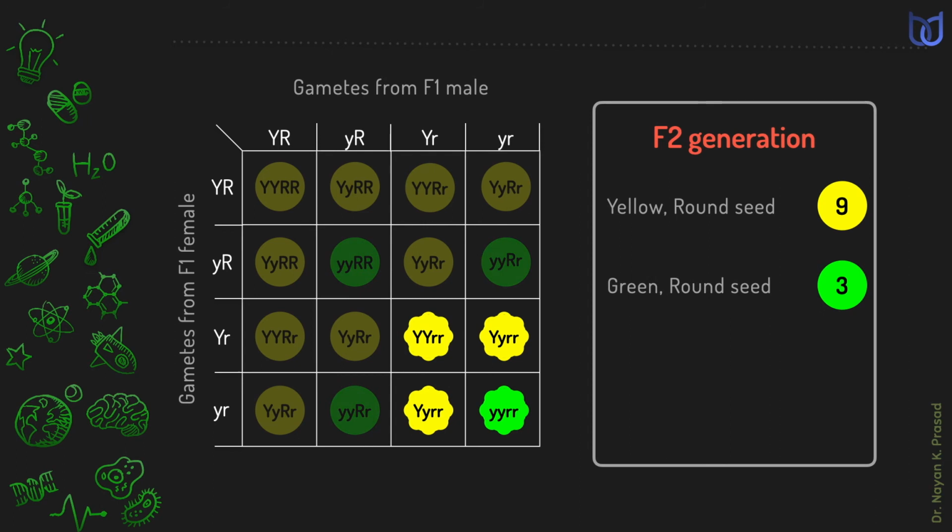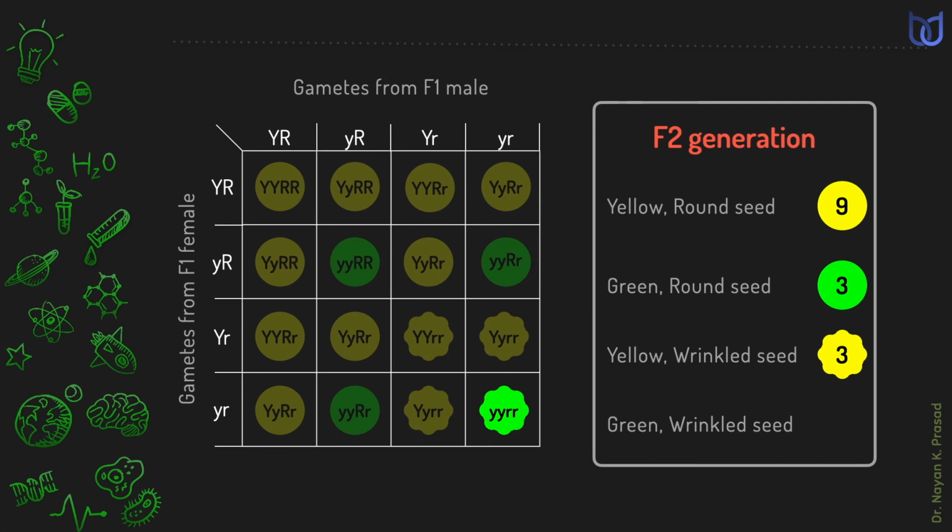Next, we have yellow and wrinkled seeds. Here, yellow is dominant while wrinkled is a recessive character. So these individuals must have at least 1 capital Y and 2 small r. Here you see them. These are also 3 in number. Now see the last one. This is with green and wrinkled seed. Here both the characters are recessive and thus it contains 2 small y and 2 small r. This is 1 in number.